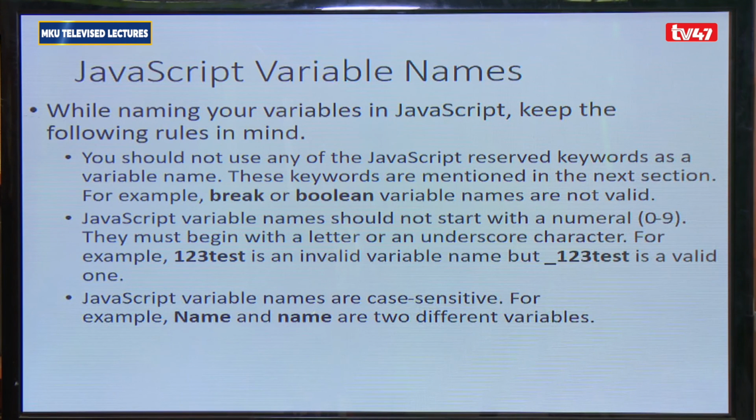Then, JavaScript variable names are case sensitive. For example, name with a capital N and name with all small letters are two different variables. We have said earlier that JavaScript is case sensitive, so the same thing applies to variable names. When you're giving variable names, note that the way you are capitalizing or defining your variable names, you have to be consistent to avoid getting errors.